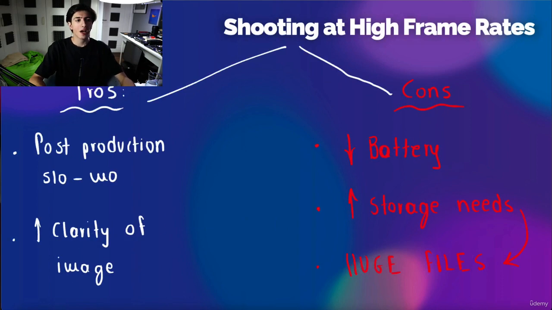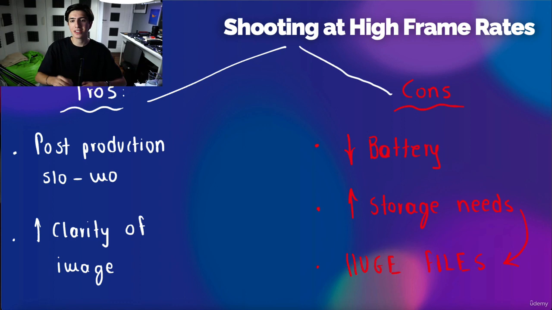Frame rates obviously have pros and cons. Obviously, videos that are shot at high frame rates can be slowed down even more in post-production. This is why we shoot at high frame rates, to apply the slow motion effect in post-production. In addition to that, videos that are shot at high frame rates have, as a rule of thumb, a sharper image. So this also increases the clarity of the image.